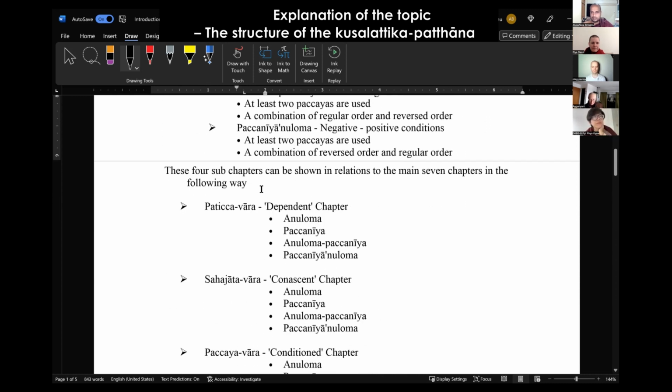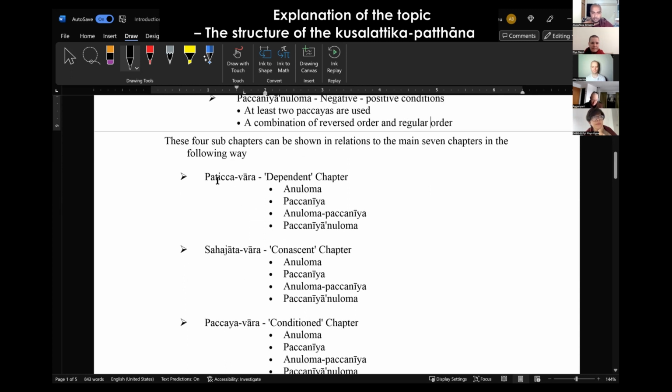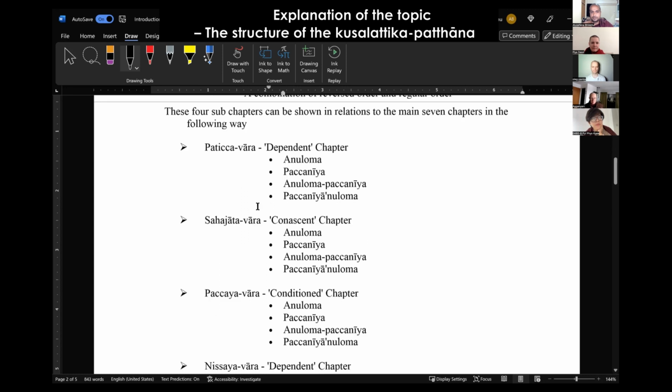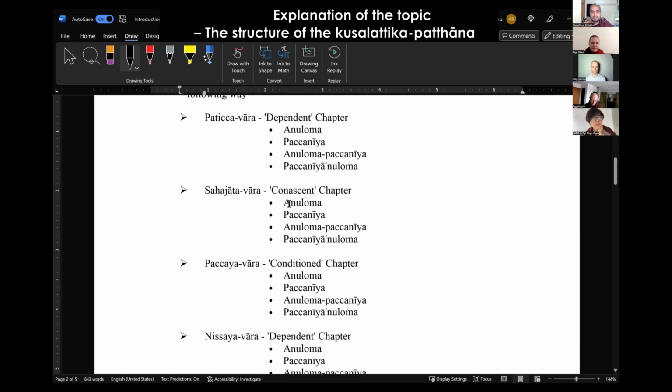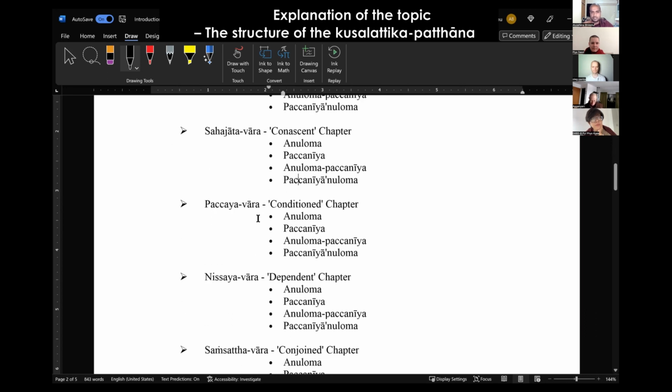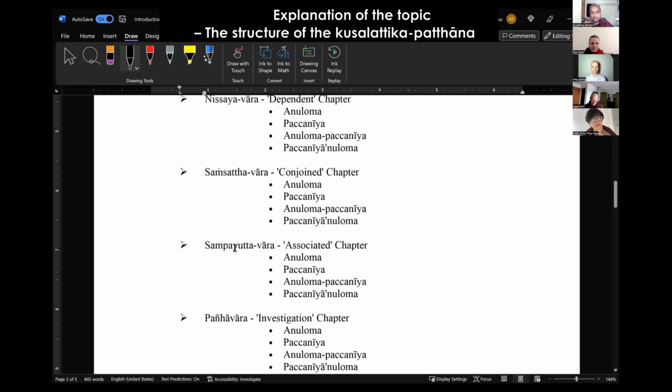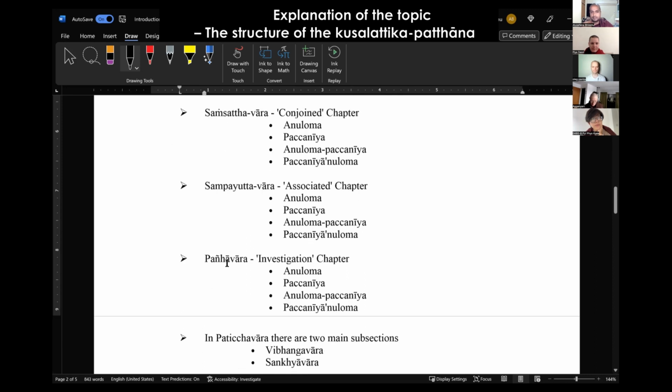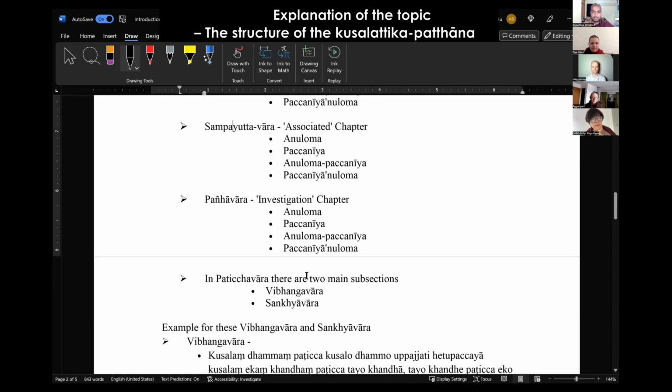So if we expand it and put it on the paper, the Paticca-vāra is the first chapter. It has 4 sections: Anuloma, Paccaniya, Anuloma Paccaniya, and Paccaniya Anuloma. And in the Sahajāta, it has Anuloma Paccaniya, Anuloma Paccaniya, and Paccaniya Anuloma. And for the rest of the chapters, for the Paccaya-vāra, Nissaya-vāra, Sansatha-vāra, Sampayutta-vāra, and finally the Paññā-vāra, it consists of these 4 subsections.